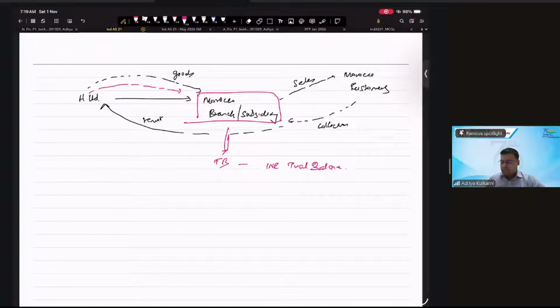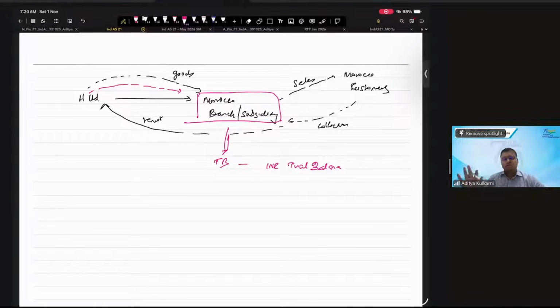It could be in Moroccan currency, no problem. But at the end of the day, what is it? It is an extension of H Limited. H Limited's trial balance will be in INR, and therefore the foreign branch trial balance also will be part of the INR presentation of H Limited's financials. Are you able to follow?